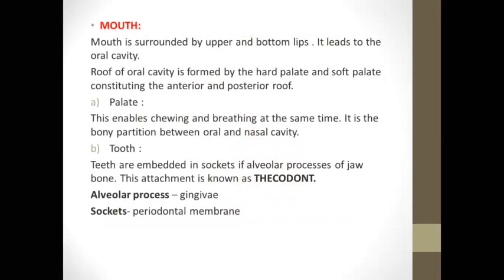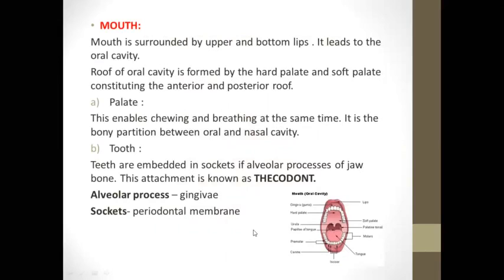And coming to the mouth, the mouth is the initial part, and it is surrounded by the upper and the bottom lips. This is leading to the oral cavity. When we see the oral cavity, it consists of the soft palate as well as the hard palate. What is this palate involved in? The palate enables easy chewing. Initially, when we take the food, it has to be chewed in our mouth, and the palate, that is the soft and the hard, enables easy chewing and breathing at the same time.